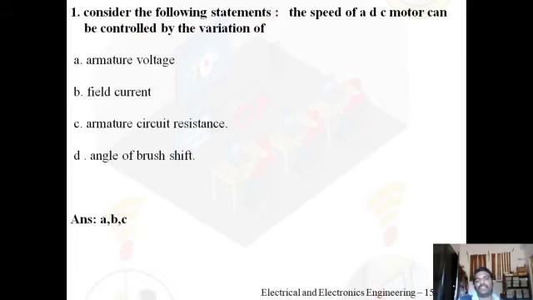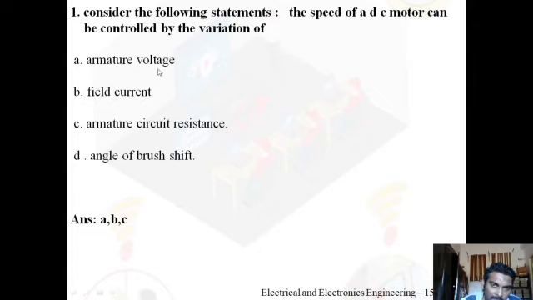So let us see some of the MCQs related to the topics we have discussed in the previous sessions, that is, based on speed control. We have seen different types of speed control: the flux control method, the armature control method, and electronic speed control. Based on that, let us analyze. Consider the following statements. The speed of a DC motor can be controlled by the variation of: armature voltage, field current, armature circuit resistance, and angle of brush shift. All the above methods we have seen.